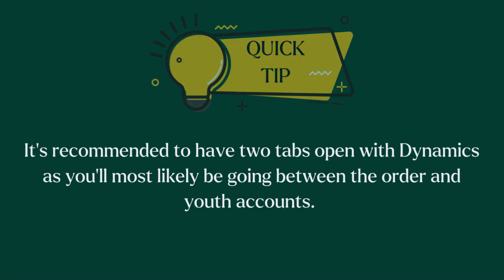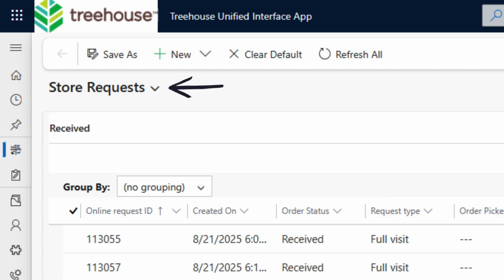and youth accounts. When you first open the store request, you'll look for a queue titled Received, which can be found by scrolling down. These are the most recently placed orders by youth. Here you will see the order number, the date it was placed, the request type, and more, including the youth and caregiver names, which have been removed to protect confidentiality. You can also use the search bar here to look up youth by name.